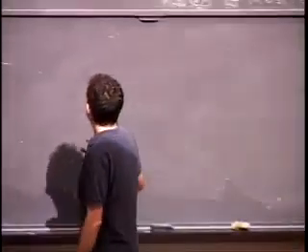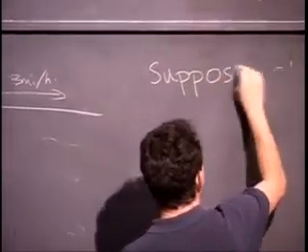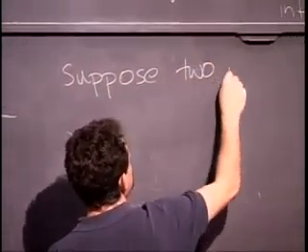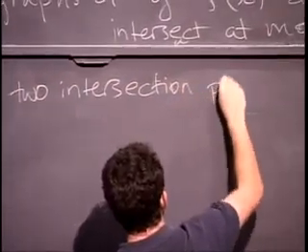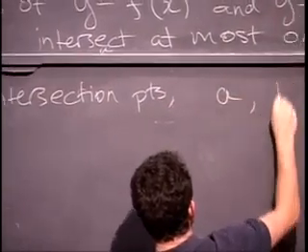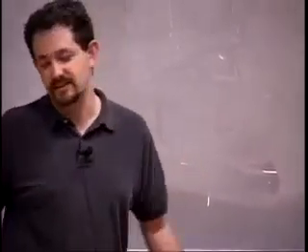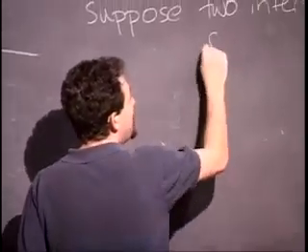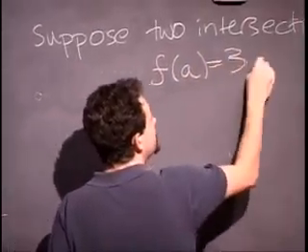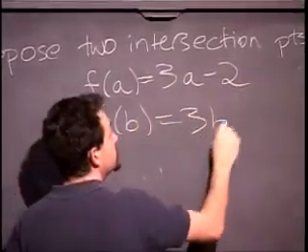Again, suppose that there are 2 intersection points. And let's call them A and B. So A is like the first time you and the walker are in the same place, and B is the next time that you and the walker are at the same place, if there were such a time. So what this means is that f of A is equal to 3A minus 2. And f of B is also equal to 3B minus 2.